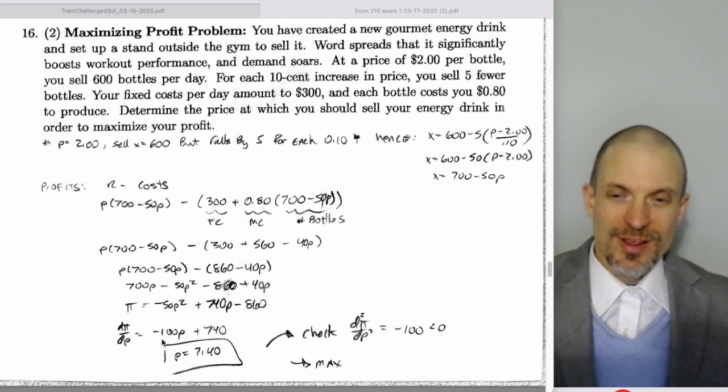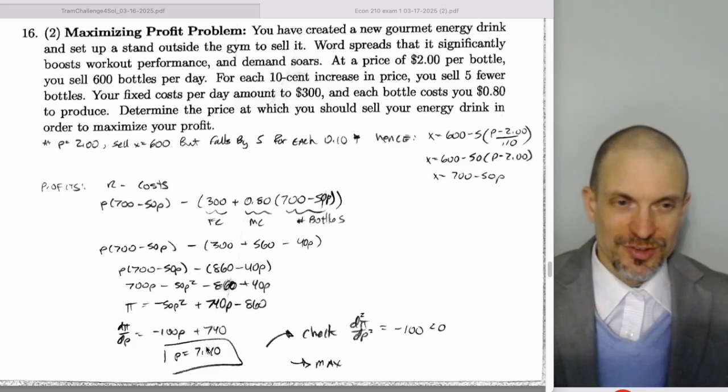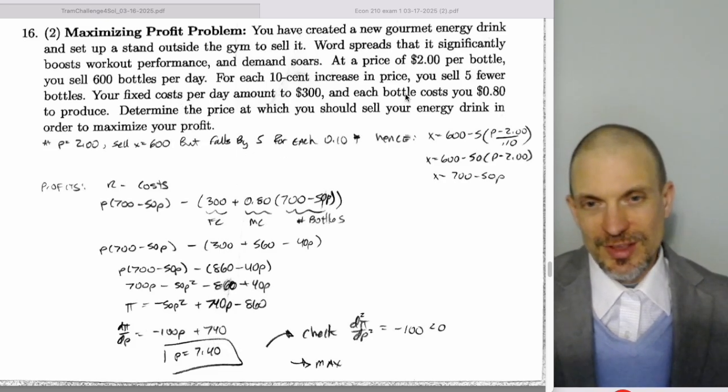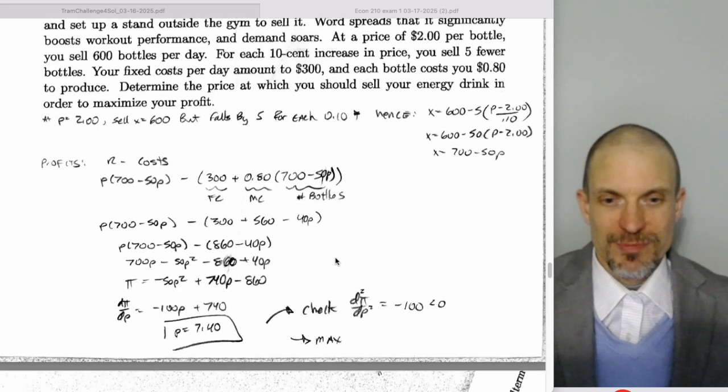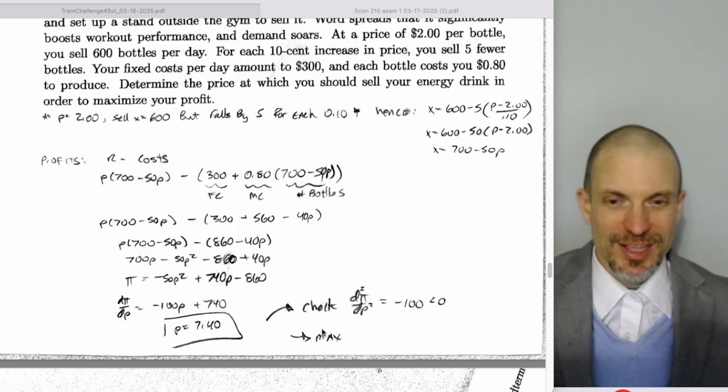When I take the derivative, I'm going to get minus 100p plus 740, and then solving for price, it's going to give me 7.40, which was the price I was looking for to maximize profits. You can check the second derivative. Taking the second derivative, it's going to be minus 100, always negative. That tells us we got a maximum.